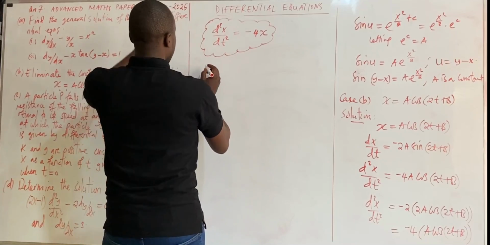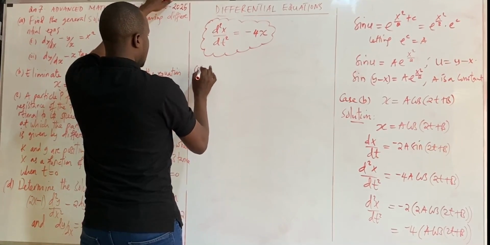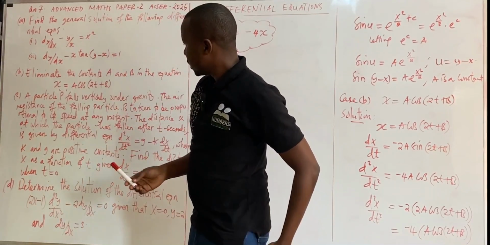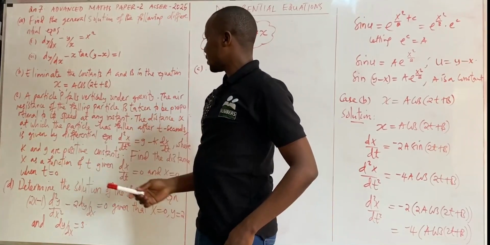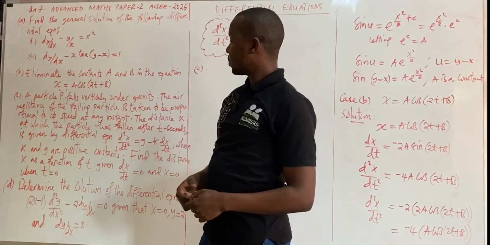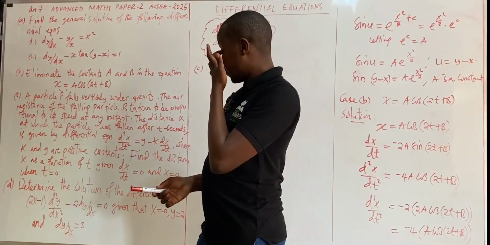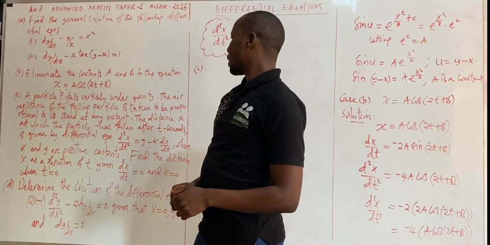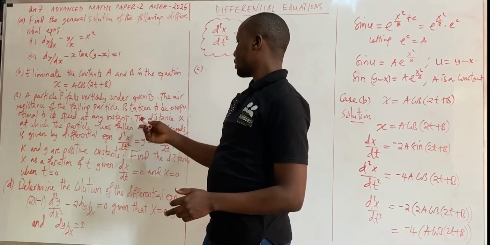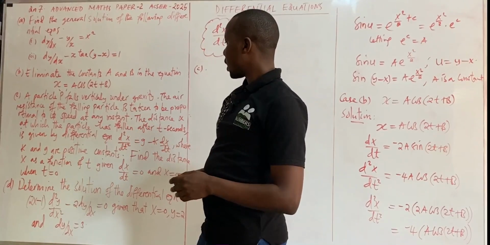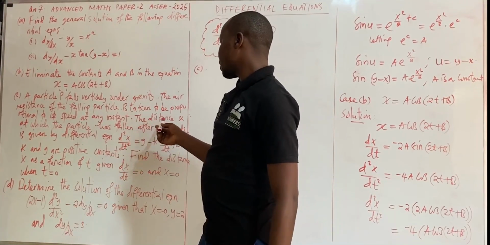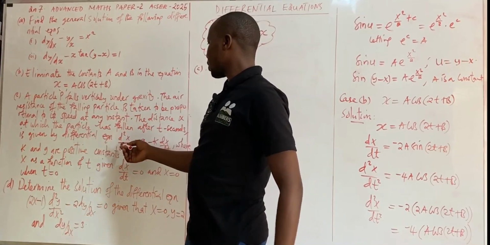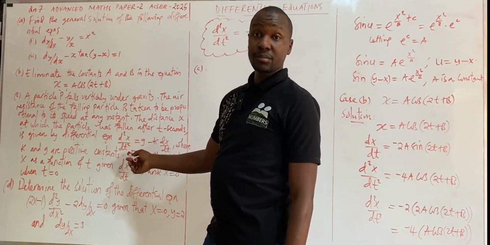Now, part C. In part C, this is just an application of differentiation. A particle P falls vertically under gravity, so it's a kinematic problem. The air resistance of the falling particle is taken to be proportional to its speed at any instant. So the air resistance is proportional to the velocity. The distance x the particle has fallen after t seconds is given by the differential equation. This is what we need: the displacement equation.